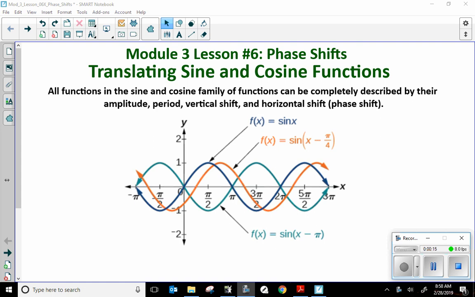Okay, let's look at this title screen here. Looks very complicated. Phase shifts, translating sine and cosine functions. All functions in the sine and cosine family of functions can be completely described by their amplitude, period, vertical shift, and horizontal shift, which we call phase shift.